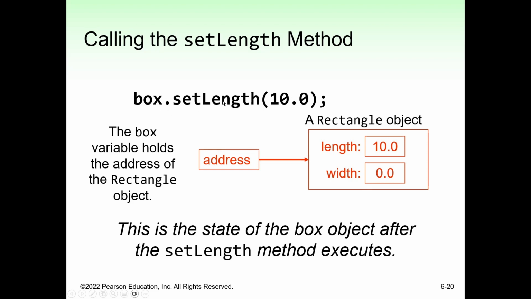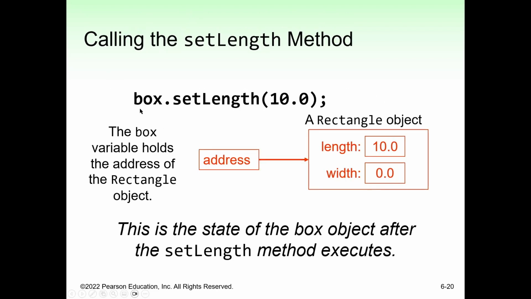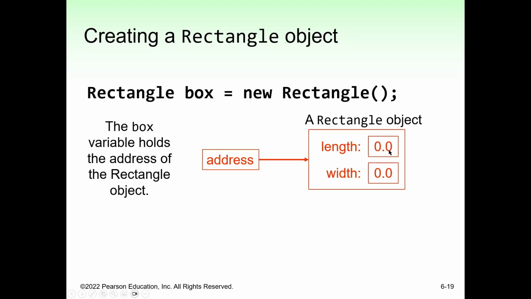To use the setLength method that we just created, all you have to do is use the variable that you just created, in this case box. Then you put a period and provide the name of the method as well as any arguments that you want to pass. In this case, we want to set our length to 10, and this is the way we would do it: box.setLength(10); closed with a semicolon. And now after we run this line of code, our length will be changed from 0 to 10.